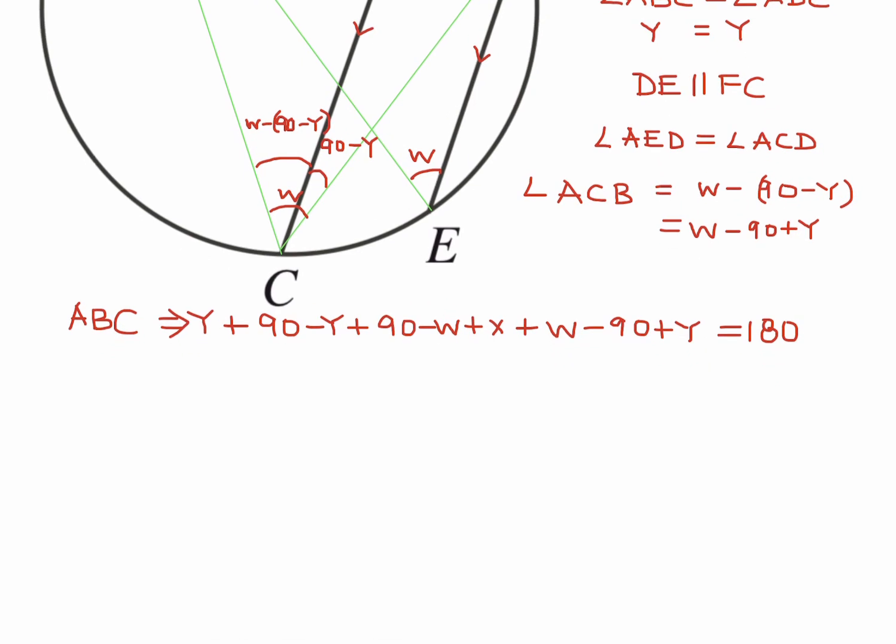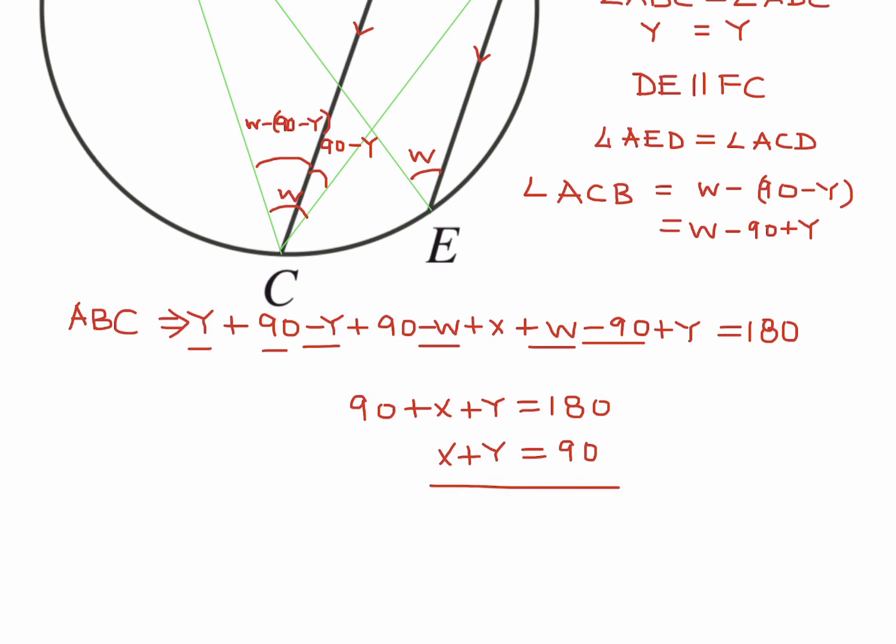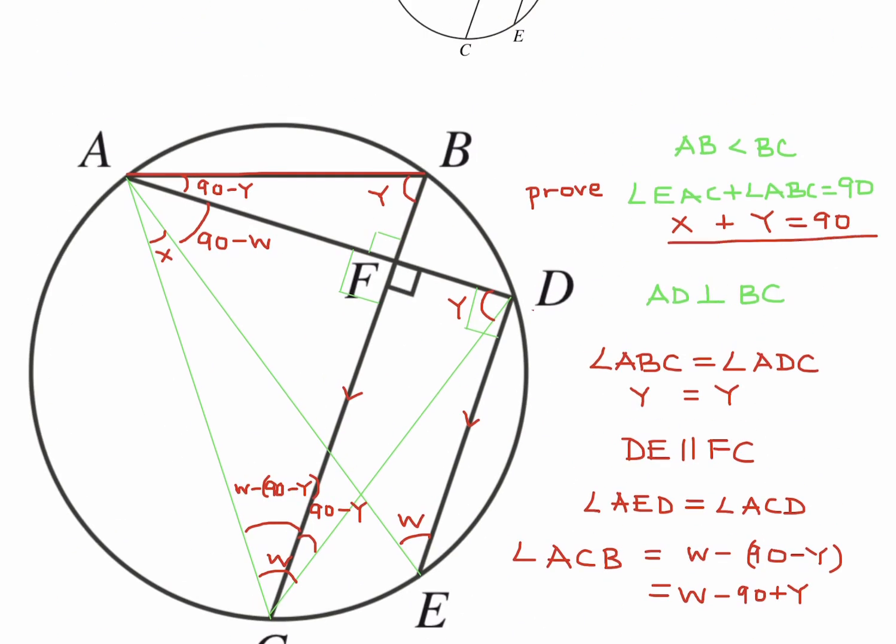So let's do the math here. Let's collect like terms. Y minus Y, that disappears. 90 minus 90, that disappears. Minus W plus W, that disappears. And the only thing we're left with, I believe, is 90 plus X plus Y is equal to 180. And bringing the 90 to the other side gives you X plus Y is equal to 90. And there we go. We just completed the proof. That is what we wanted to do.